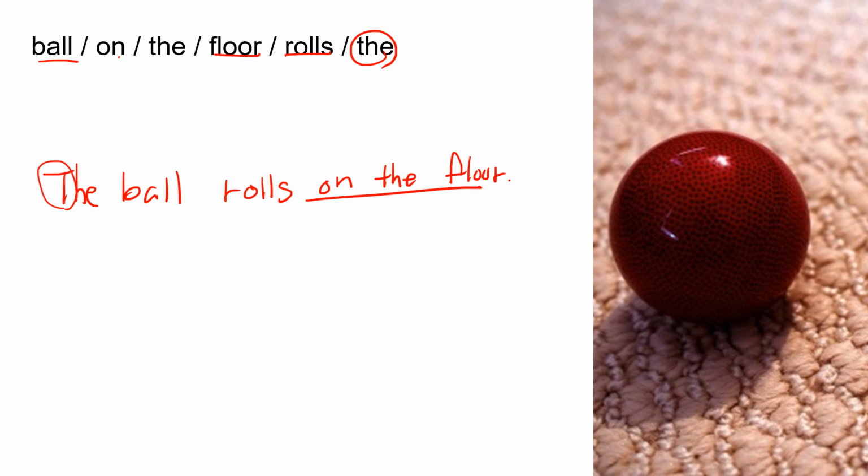The ball rolls on the floor. The ball is third person singular, so we need an S. The ball rolls on. Rolls, rolls, and then on. Rolls on. The ball rolls on the floor. The ball rolls on the floor.